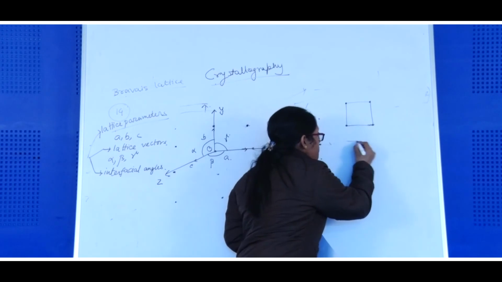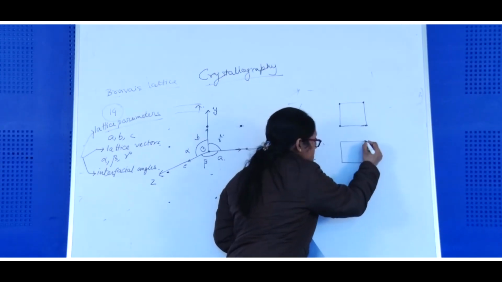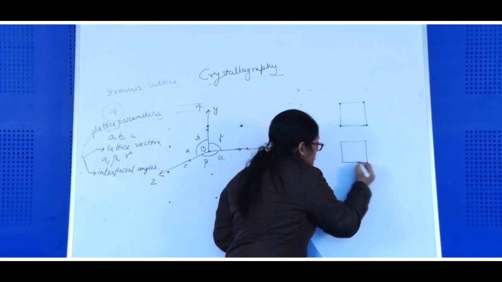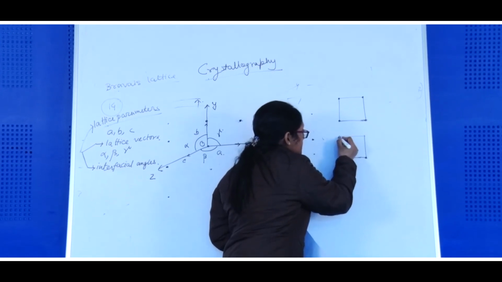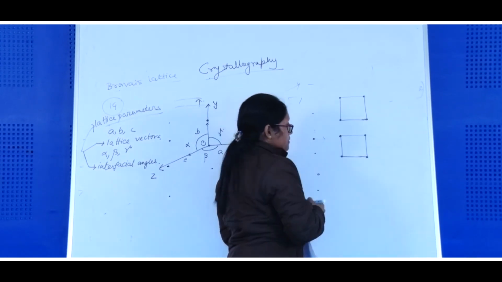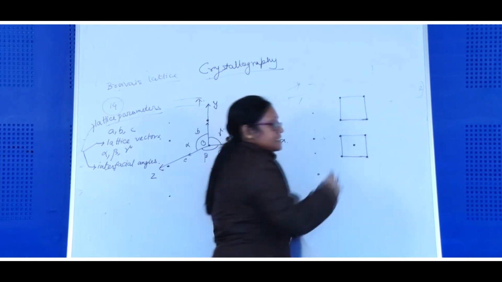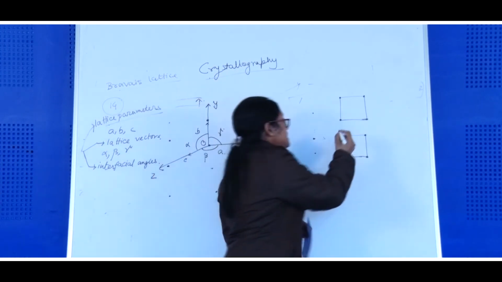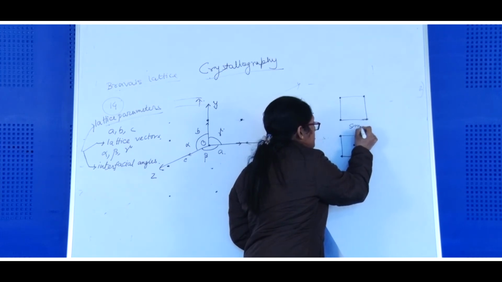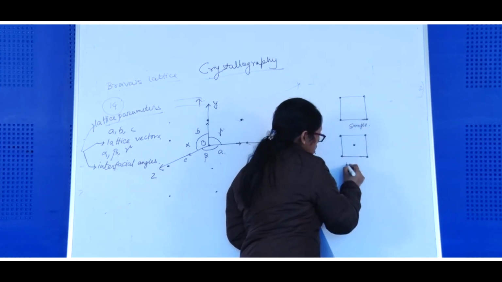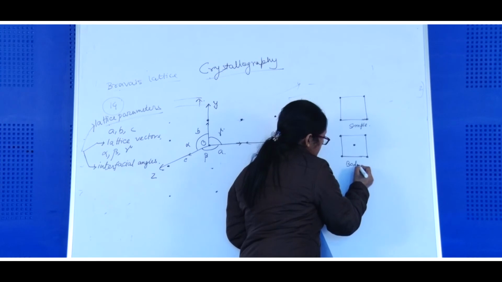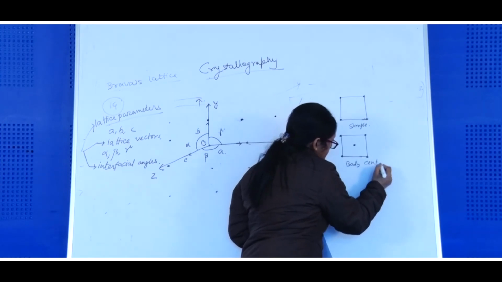Next is body centered. That means there are atoms at the corners of the cube, the corners of the block, and one at the center of the block. This is called simple. This is called body centered.